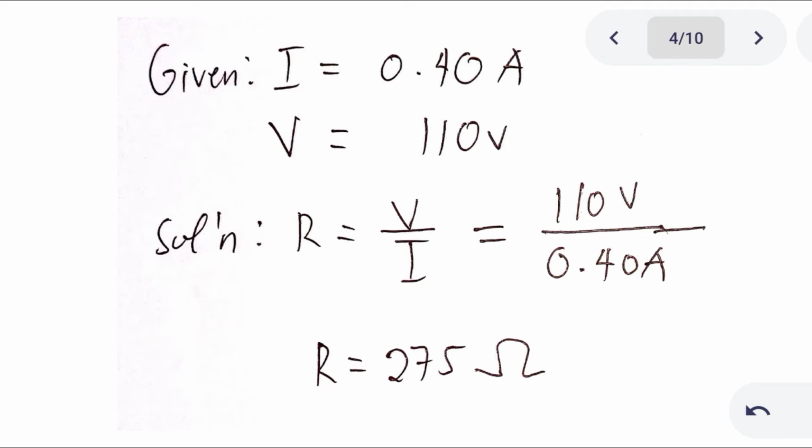The given values are the current, capital I, which is 0.40 amperes, and the voltage, which is 110 volts. The solution for this relationship is R equals V over I, or 110 volts, substituted, over 0.40 ampere. When you divide the voltage by the ampere, you will have an ohm unit. So the answer for this is 275 ohms.